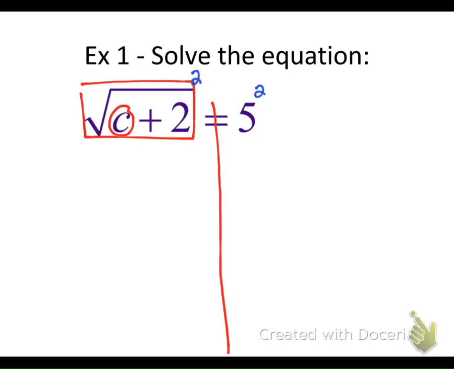So the square and square root on my left side then cancel. If the square and square root cancel on my left side here, there is no longer a square root over this. So I can just bring down the c plus 2. Now on my right side, 5 squared. You have to simplify that. So what's 5 squared? Now remember, it's not 5 times 2. It's 5 times itself 2 times. So 5 times 5. That's 25.